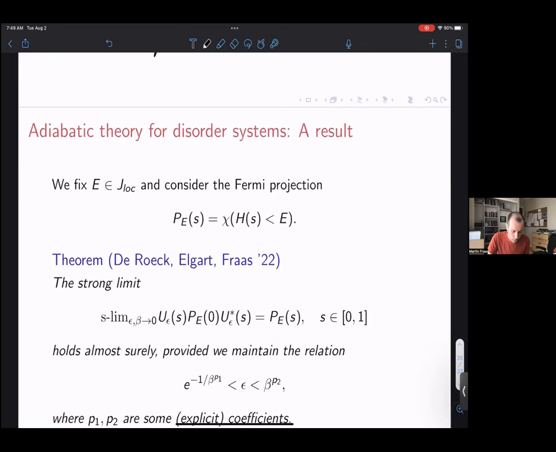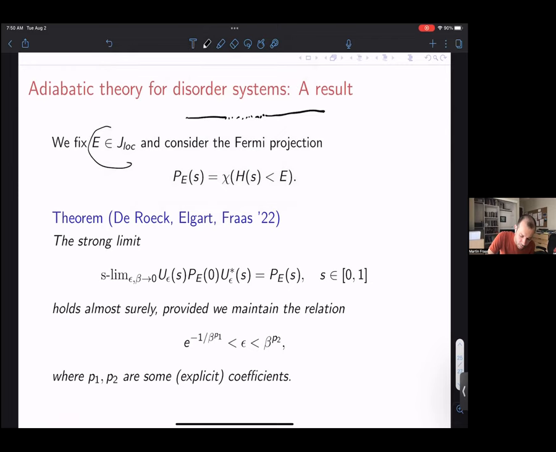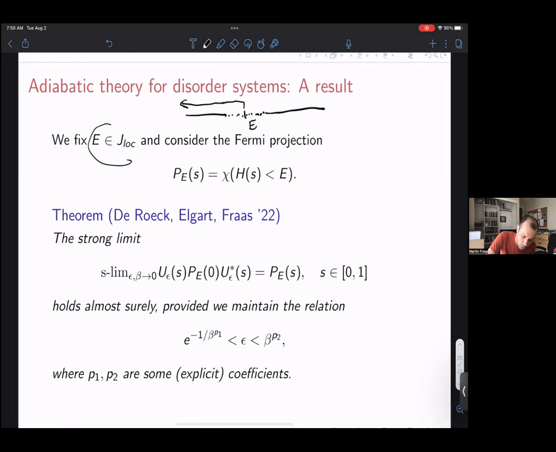And now we fix the Fermi energy inside the mobility gap. That's the physical situation that is most important for physics. And we look at the projection on everything that is below this Fermi energy. And now one of the results in the paper by Alex Elgart and De Roeck, a recent paper, is that if you look at the strong limit, it's crucially a strong limit, it would not hold in the norm limit, of the time evolution of this Fermi projection from time zero to time s, then this is equal to the Fermi projection at time s, as epsilon and beta go to zero.